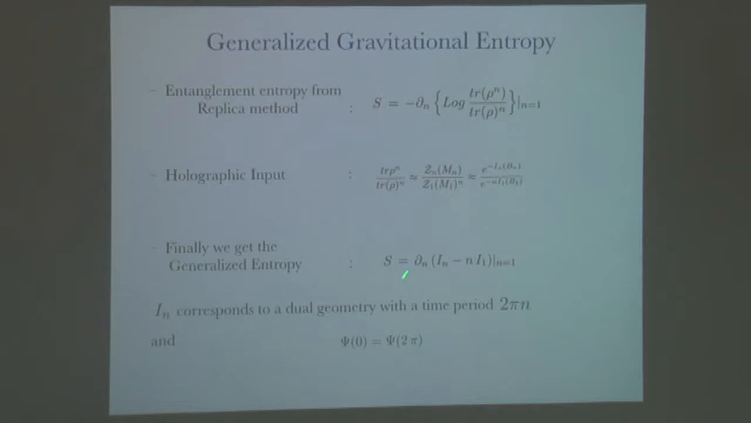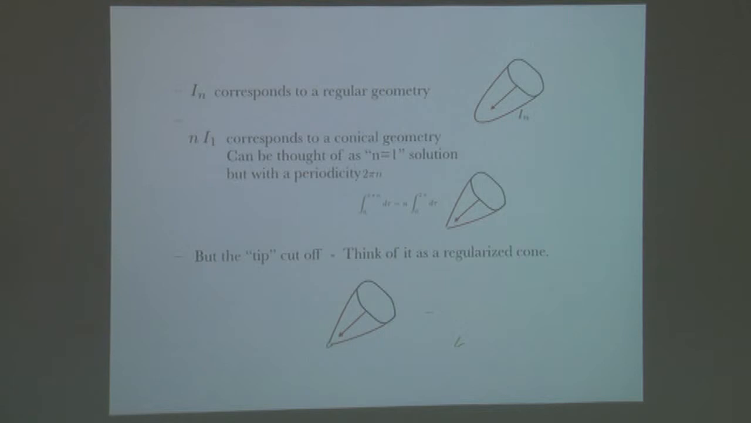So, this I_n will correspond to a dual geometry with a periodicity in time 2 pi n, and if there is other matter field present, they have to satisfy the boundary condition. So, we impose the periodic boundary condition on them, and one can visualize this I_n as some kind of a regular geometry. So, this is the famous figure-like diagram. When there is a Z_n symmetry, represented by this curved cycle here, we are extending this smoothly inside the bulk. So, this corresponds to a regular geometry.